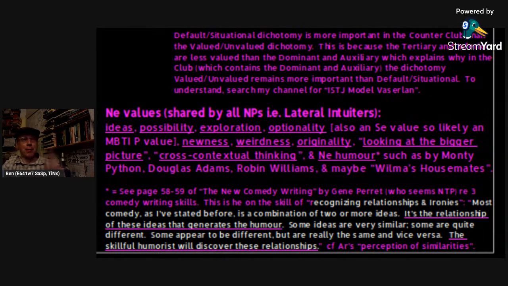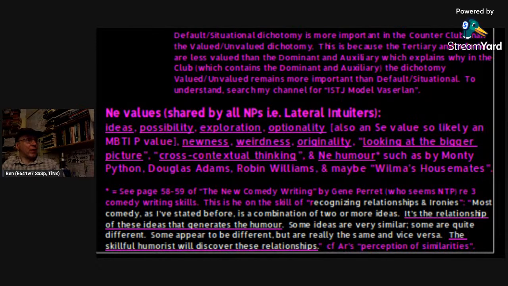Originality, looking at the bigger picture, cross-contextual thinking, any humor, such as by Monty Python, Douglas Adams, Robin Williams, and maybe, just maybe, you'll see next year, maybe, Wilma's Housemates. Right then, so if you see page 58 to 59 of the New Comedy Writing by Jean Perret, it's written about 92, actually a bit later than that, maybe about 2002, who seems NTP. Yeah, it does seem NTP.